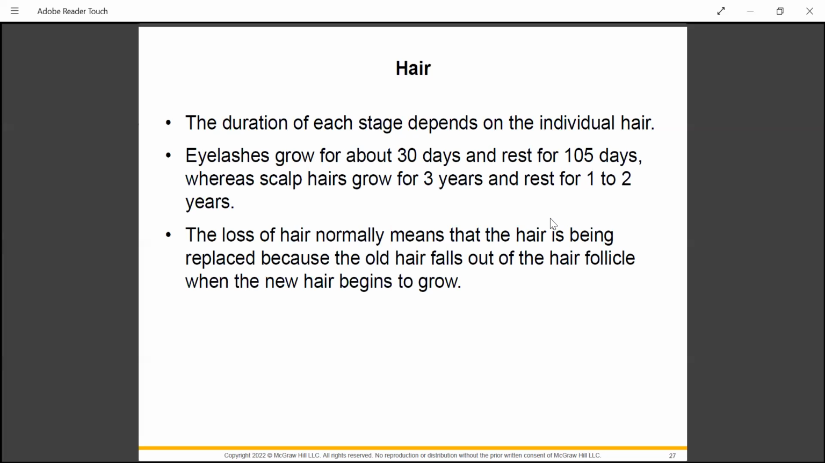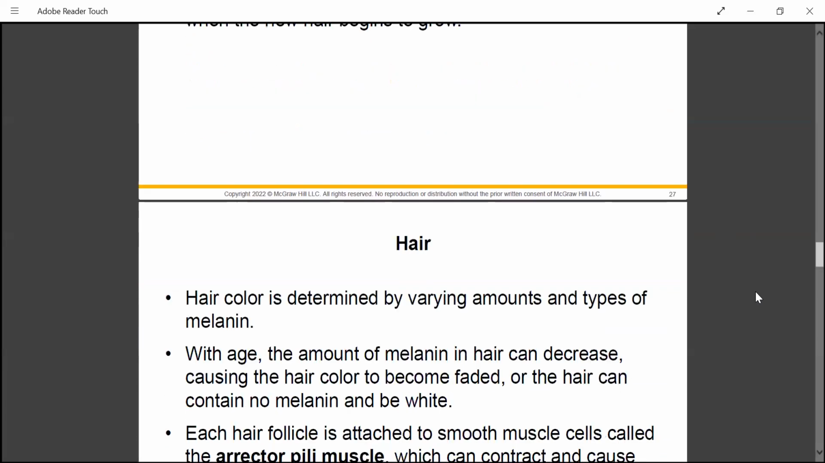Hair loss typically is going to be replaced with new hairs. It's just the old hair falling out as the new hair begins its growth cycle. As we get older, our hair is not quite as good at keeping pace. So as old hairs fall out, they're not always being replaced with new hairs. That's what happens when hair thins or we go bald.